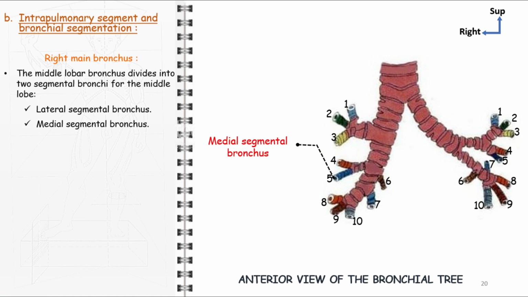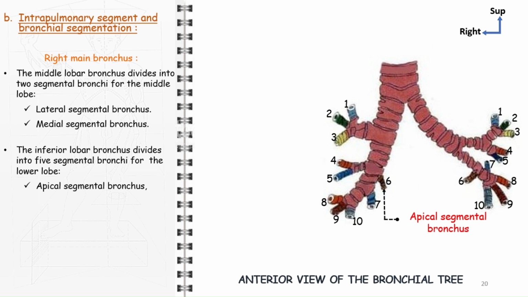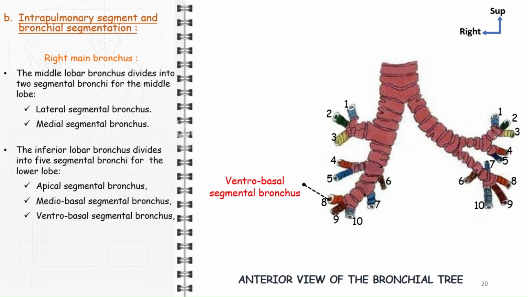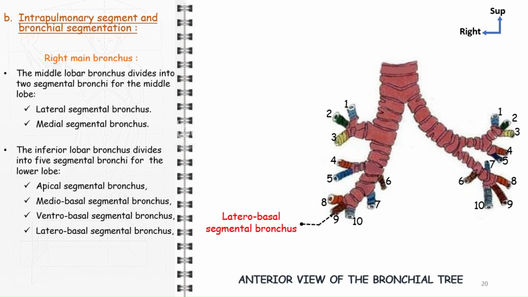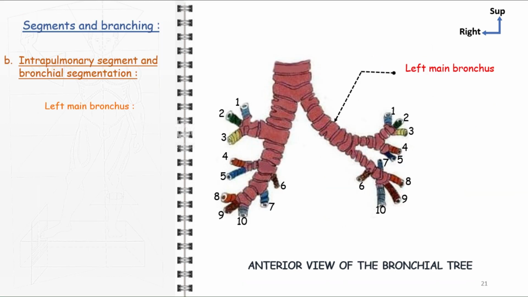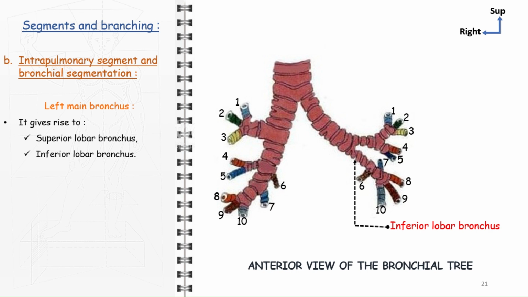medial segmental bronchus. The inferior lobar bronchus divides into 5 segmental bronchi for the lower lobe: the apical segmental bronchus of the lower lobe, or Nelson's apical bronchus, the mediobasal segmental bronchus, or paracardiac segmental bronchus, the ventrobasal segmental bronchus, the laterobasal segmental bronchus, and the dorsobasal segmental bronchus, or terminal basal bronchus. On the other side, the left main bronchus gives rise to the superior lobar bronchus from its anterolateral face and ends with the inferior lobar bronchus from its terminal segment.